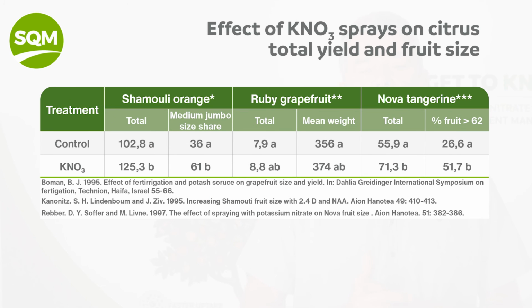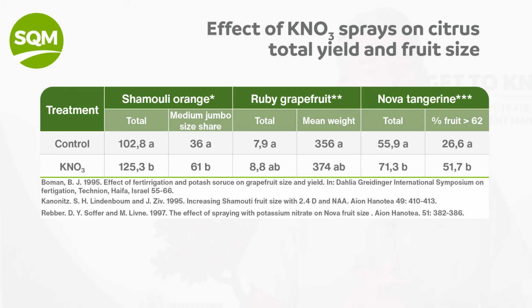This is work done by Bondman in 1995, where citrus fruit size can be increased with foliar sprays of potassium nitrate at concentrations of 3 to 6%. It was done on Shamouti oranges, on Ruby grapefruit, and on Nova tangerines.